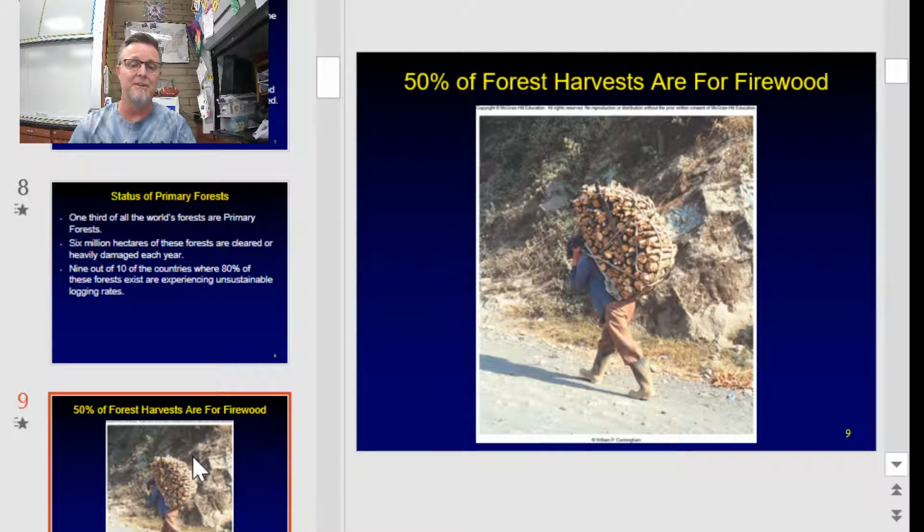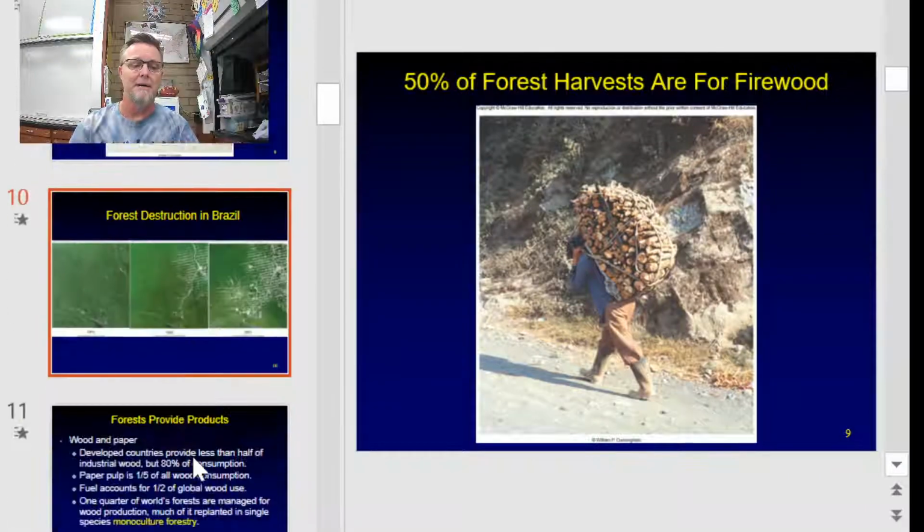So if you don't live under those conditions, this is how you need to survive. You're not burning wood for the aesthetic value or beauty of a campfire. You're burning it because that's the only way you can cook your food.